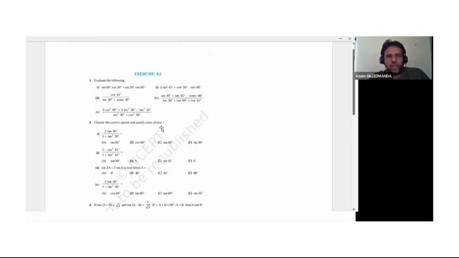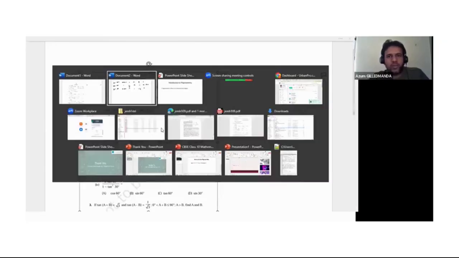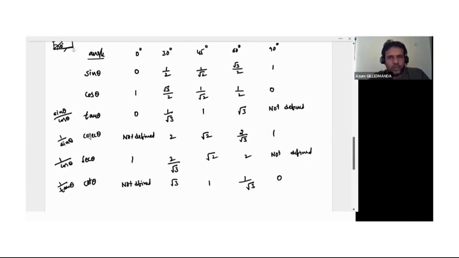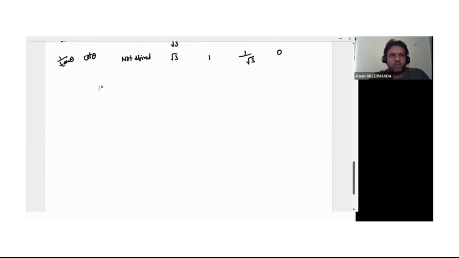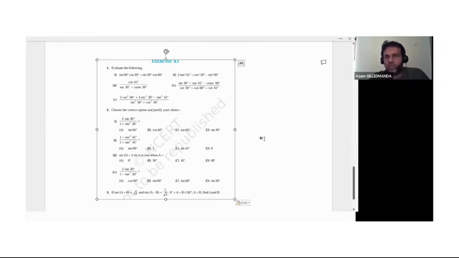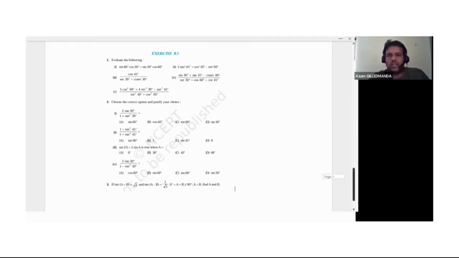So let me take a screen print of your exercise. That way, you know what type of problems can be asked in the board exam, right? So this is the 8.2 exercise from the NCERT book. Now, if you look at the problems here, directly they are giving sine 60, cos 30, right? All these values. So if you know the values, you can substitute and find the answers here.